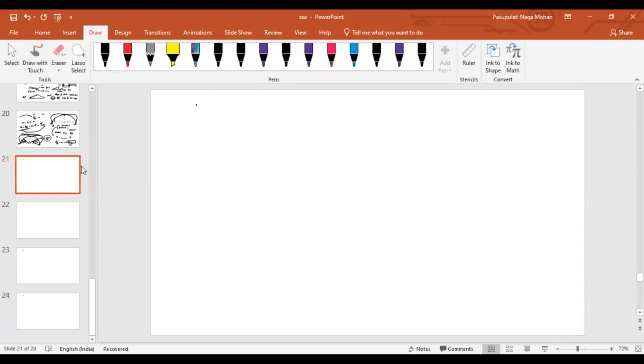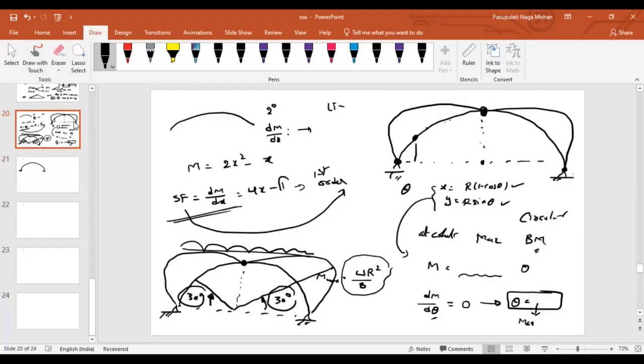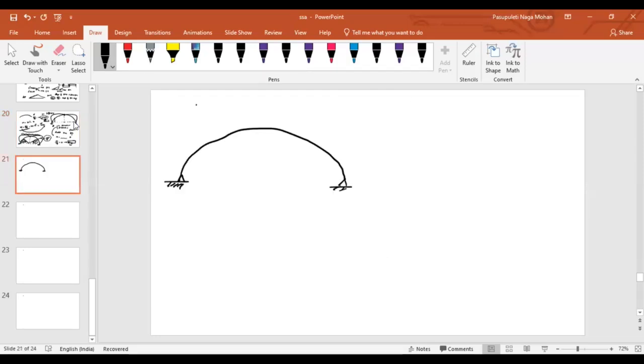Now, let us see the temperature changes. What about a parabolic arch? If it is a parabolic arch, we know the relationship for the ordinate: y equal to 4h by L square into x into (L minus x). So it is convenient to express with respect to the x magnitude. If it is circular, you treat the unknowns in terms of theta. If it is parabolic, you treat the unknowns in terms of x.